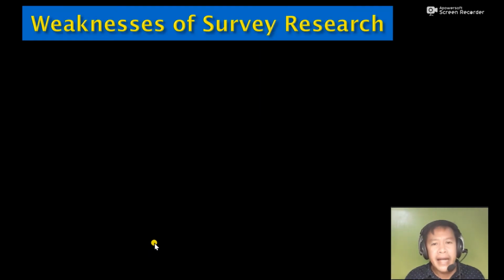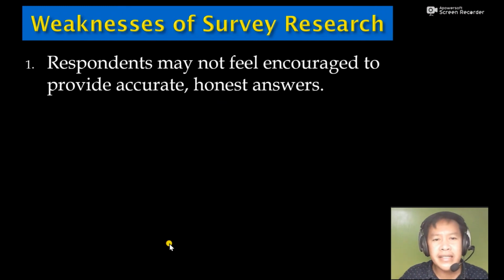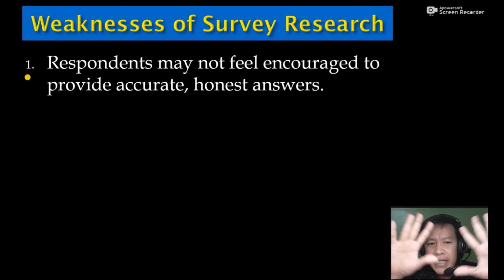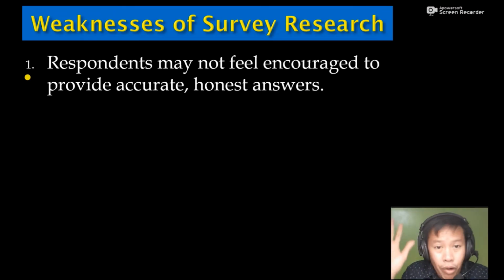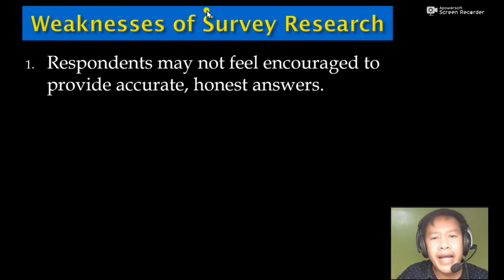Okay, then another weakness of survey research is, number 1, respondents may not feel encouraged. This is the continuation of just a while ago, but this is talking about the respondents, no? And this is also considered a weakness of survey research. Respondents may not feel encouraged to provide accurate or honest answers.